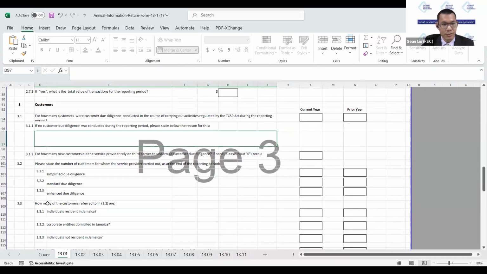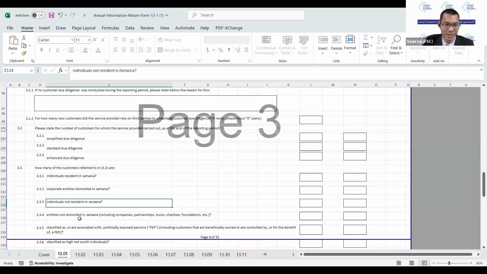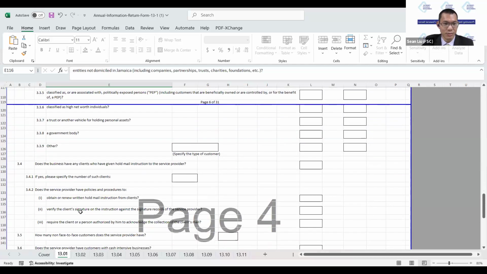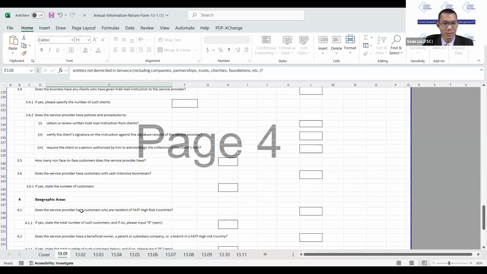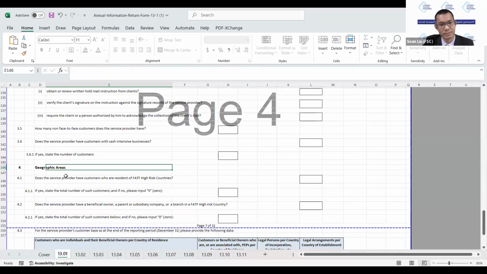And then in item 3.3, we will ask for more details about your customers, about who are individuals who are residents of Jamaica, corporate entities, individuals who are not residents, and entities domiciled outside of Jamaica. And of course, we'll ask you a few more questions, but I think those are a little bit more straightforward. Wait, no, geographic areas, right? So we will also ask whether or not you have any clients/customers who are residents of FATF high-risk countries.